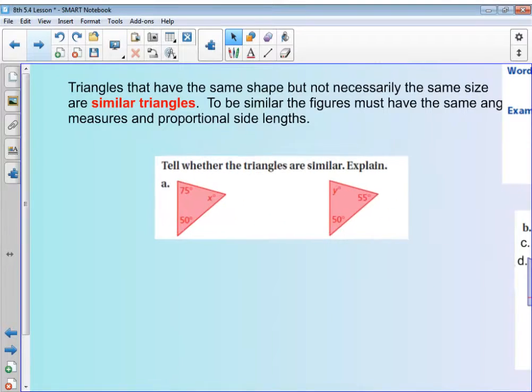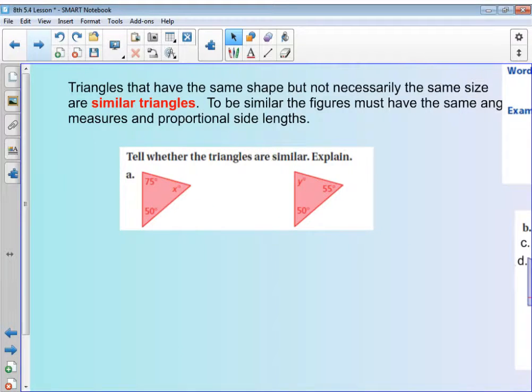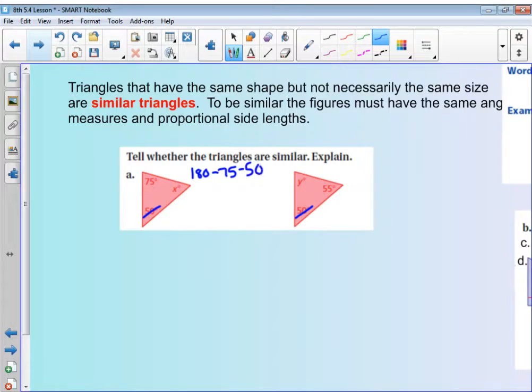Here's something we're going to be practicing. It says, tell whether the triangles are similar and then explain. We're just going to identify whether or not they're similar to each other by looking at the angle measures. We have a 50-degree angle here and a 50 there. So far, those are the same. I need to check whether 180 minus my 75 minus my 50 gives me 55. If it does, then they will be considered similar.